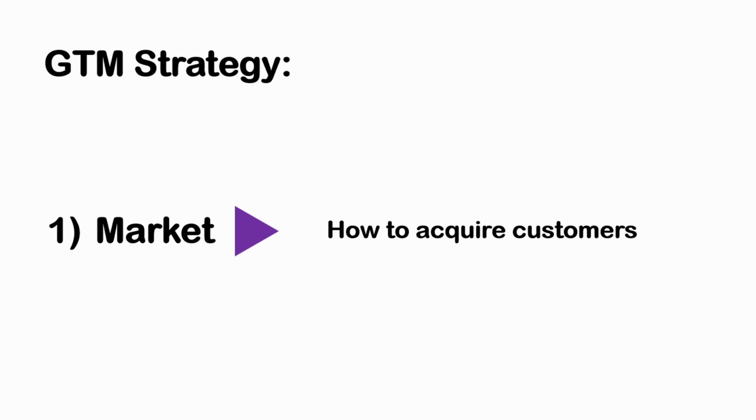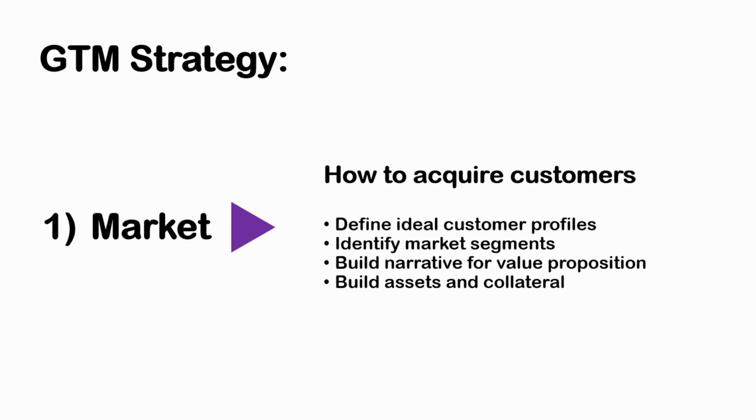First of all is market. Market is all about how you actually acquire customers. So you really start building a strong customer profile. That's where you can identify personas, and you can really start identifying some of the market segments, which includes demographics, geographics, as well as maybe some other type of buyer personas. You also need to build a strong narrative for the value proposition or moat of your product. Why should the customers really care about this specific product that you're building or this specific program?